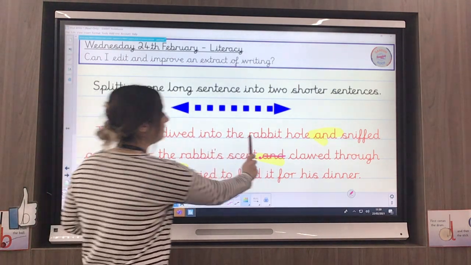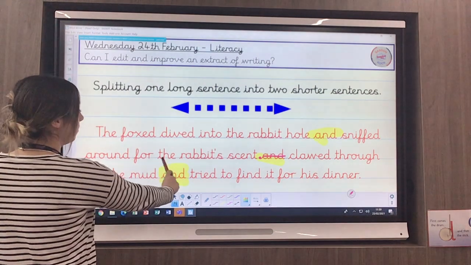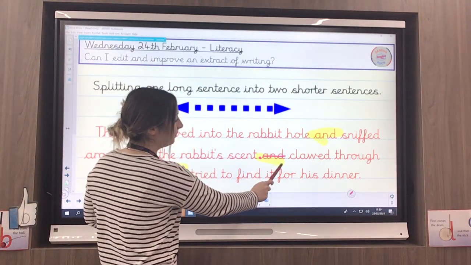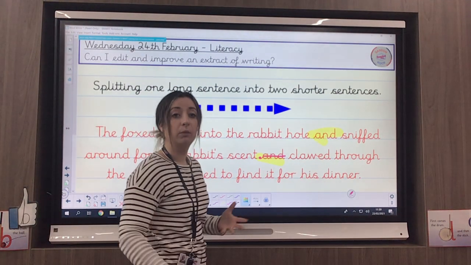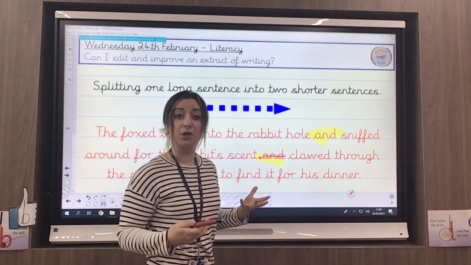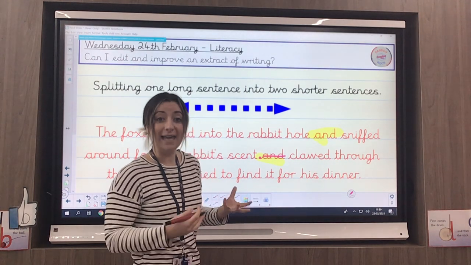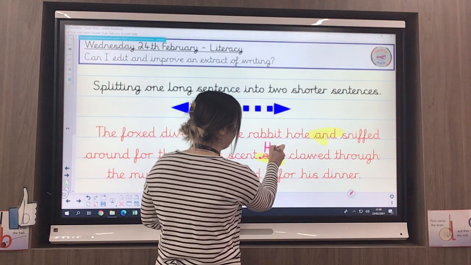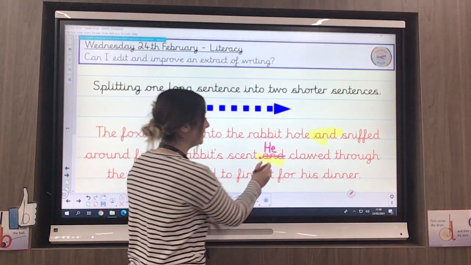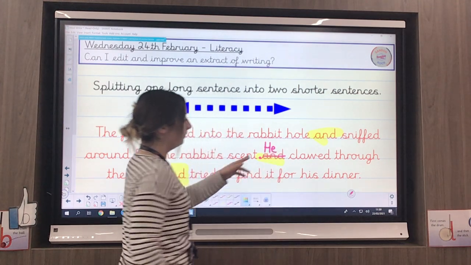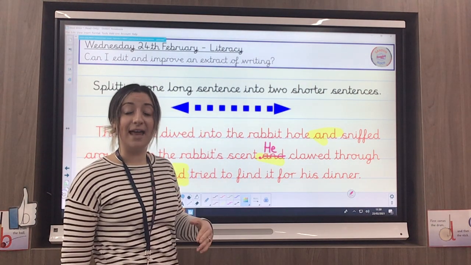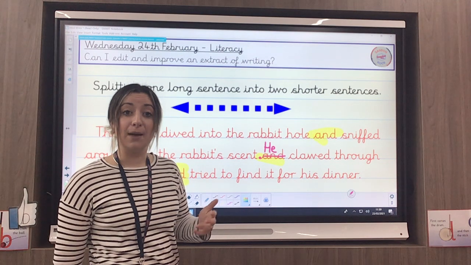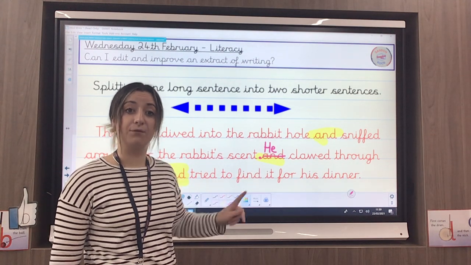The fox dived into the rabbit hole and sniffed around for the rabbit's scent. Clawed through. Well, who clawed? The fox. So we can put the fox or he. So I'm going to change that for he. I've got my capital letter at the start of my sentence because I have put a full stop in there now. So remember to use your capital letters after you've put in that full stop.